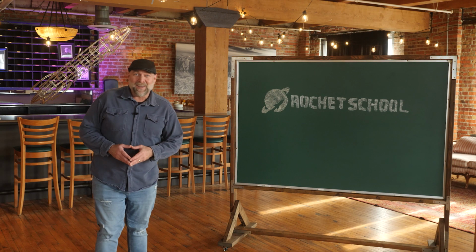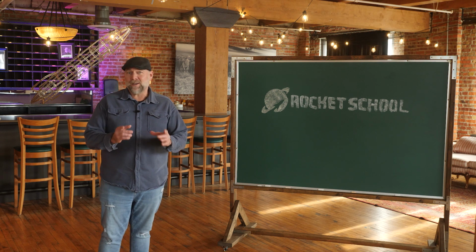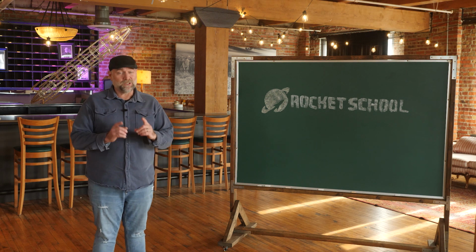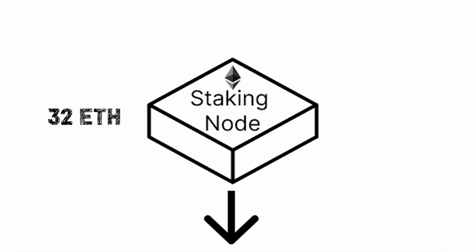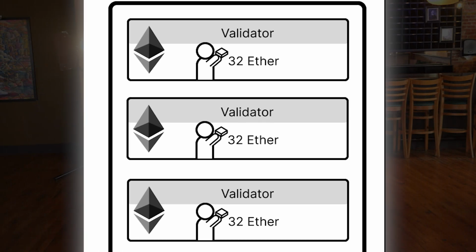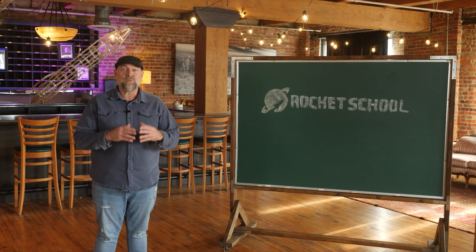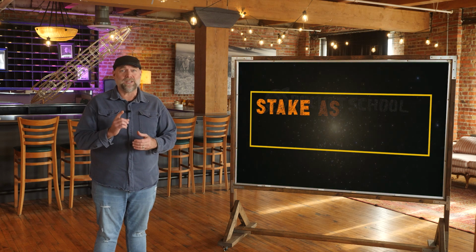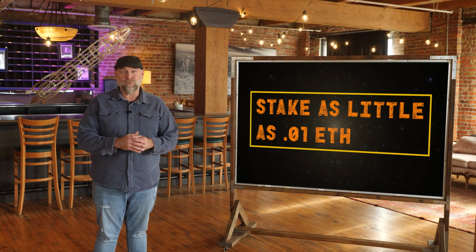Hello all, JT here. As we learned in our last video, in order to stake on Ethereum mainnet as a validator node, participants currently have to lock up or stake 32 Ether. This is a large sum of cash for most individuals. Rocket Pool allows multiple users to pool their ETH together, allowing individuals with as little as 0.01 ETH to participate in staking and earn staking rewards.